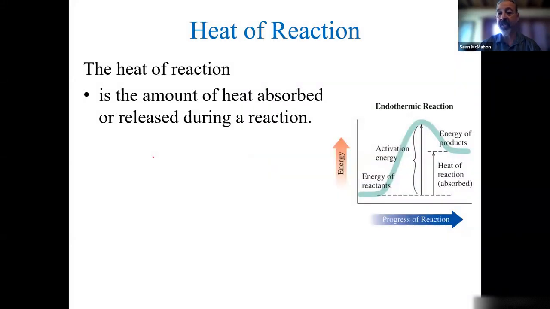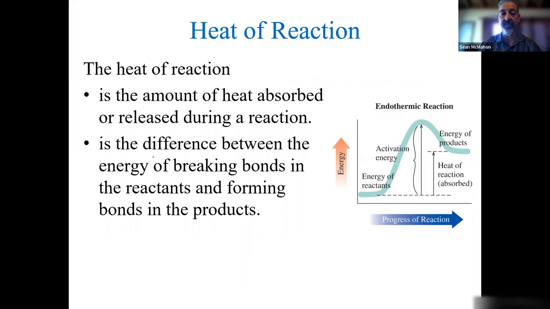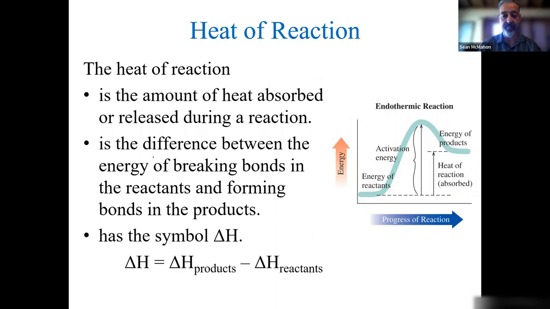So the amount of heat absorbed or released during a reaction, we talked, is the difference between the energy of the breaking bonds in the reactants and the forming bonds in the products. So we used Q equals mcΔT, but that's typically when we talk about systems like water, and I'm raising the temperature of water. When we deal with reactions, we use the symbol delta H, and delta H is basically enthalpy. And enthalpy is just heat at constant pressure. So a lot of times you see Q subscript P.